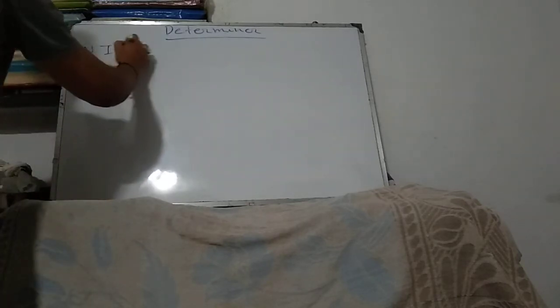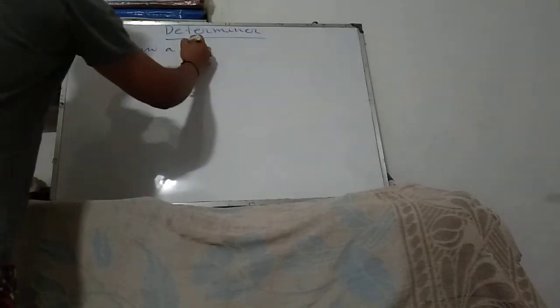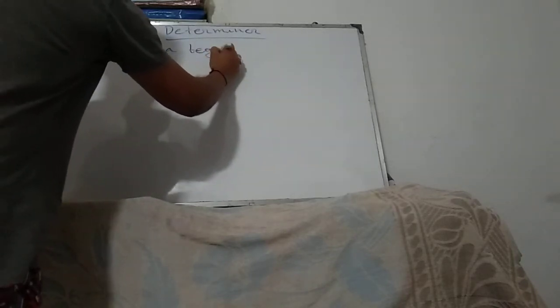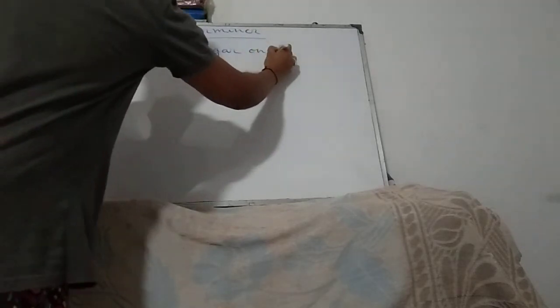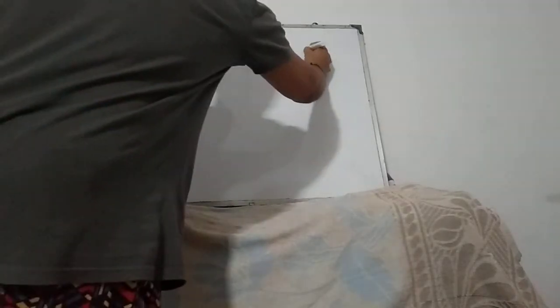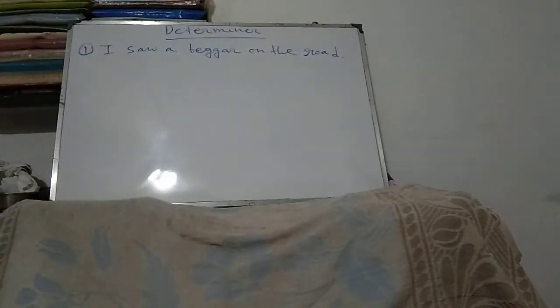First, I will go to the definition of determiner. What is a determiner? But before that, I will give some examples to clarify it. That's why look at the examples. Example 1. I saw a beggar on the road.